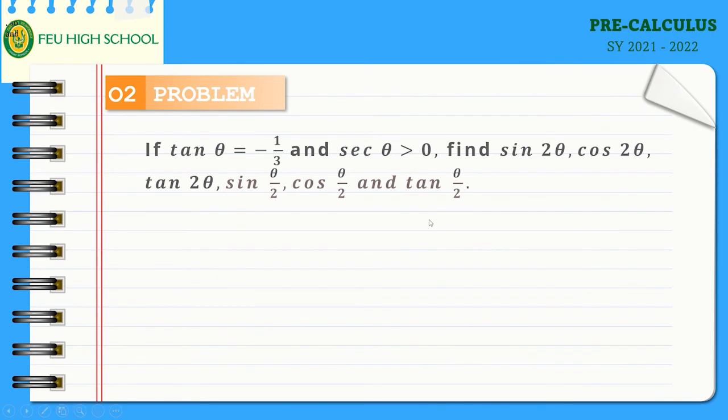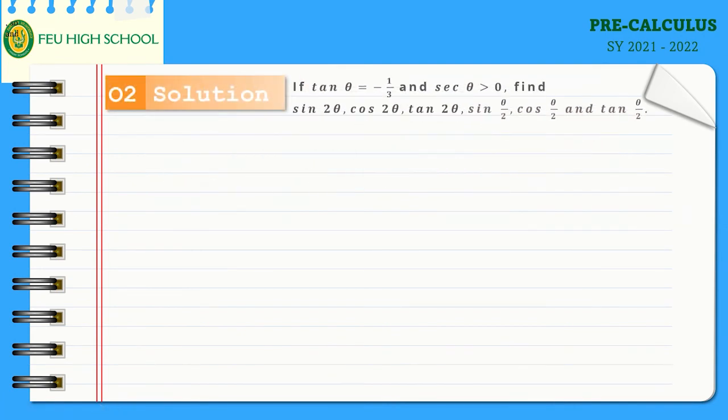So if the tangent theta is equal to negative 1/3 and the secant is greater than 0, we have to find the double angle identity for our sine function, our double angle identity for our cosine function, same with our tangent, and then the half angle identity of our sine, cosine, and tangent function. So of course, dun tayo magsisimula sa ating given. Ang given natin is yung tangent theta, which is negative 1/3.